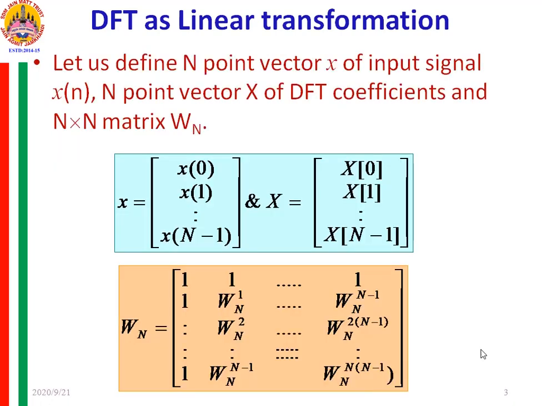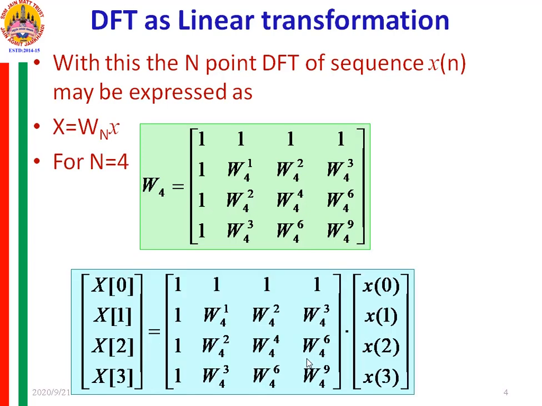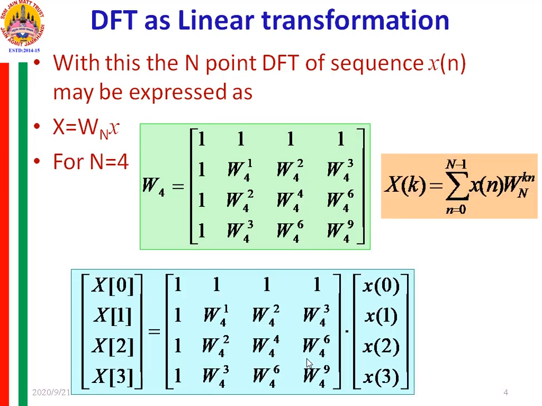Here I was supposed to modify, as I told yesterday in the previous class, W raised to (N minus 1) into (N minus 1), which is the last term here in this N cross N matrix of W_N. So we will be evaluating for N equal to 4 in this class.